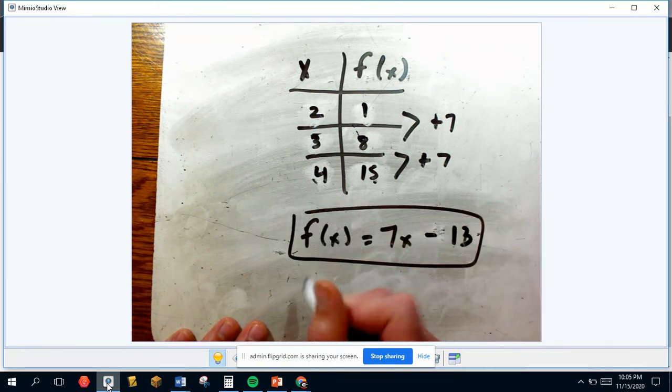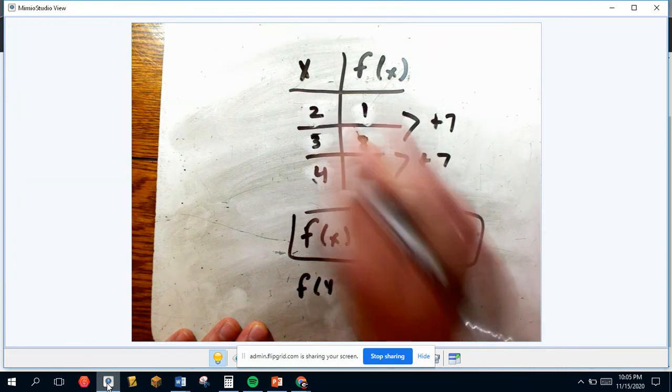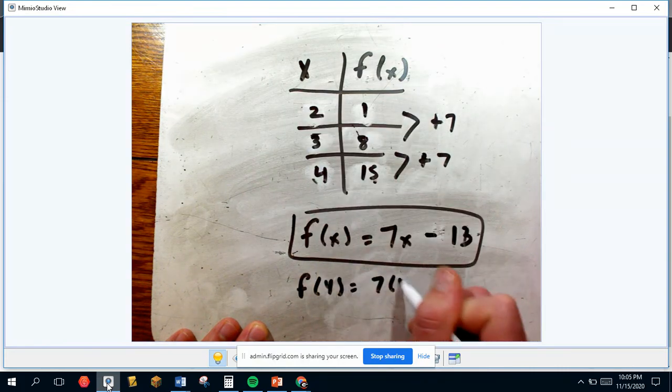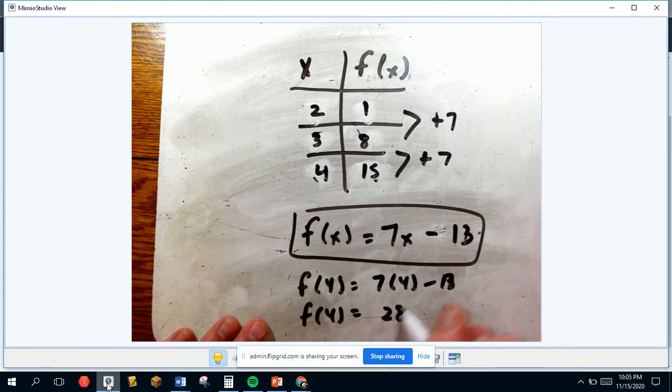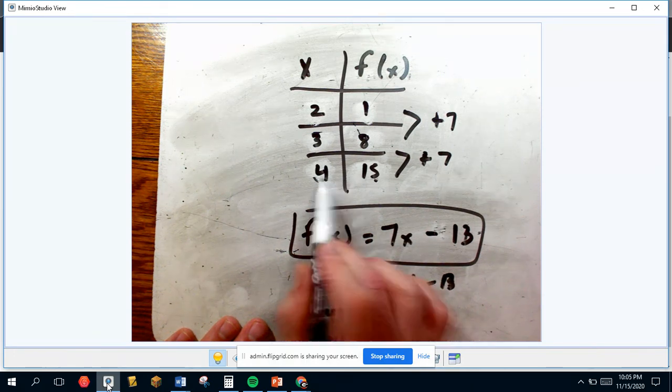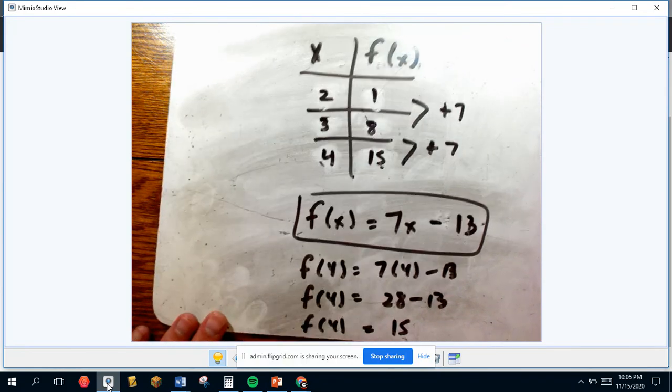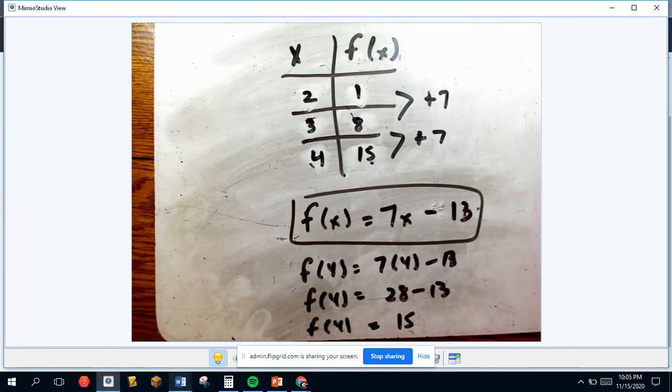And you could test it one more time. If I stick a 4 in there, f of 4 is 28 minus 13, which is 15. And that's what it should be, as you can see here. You don't have to do this. This is just a check.